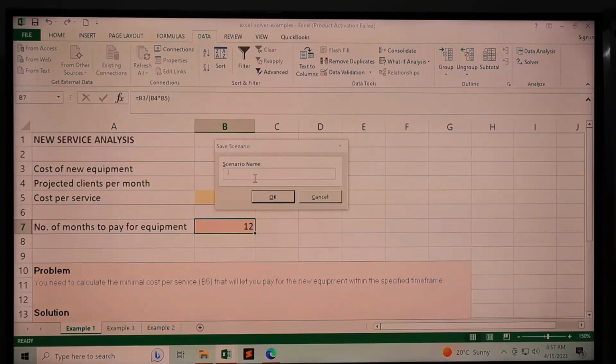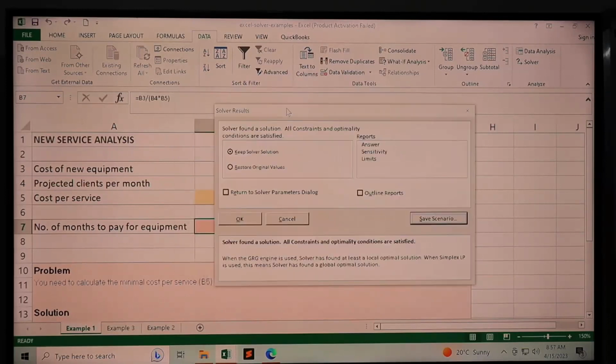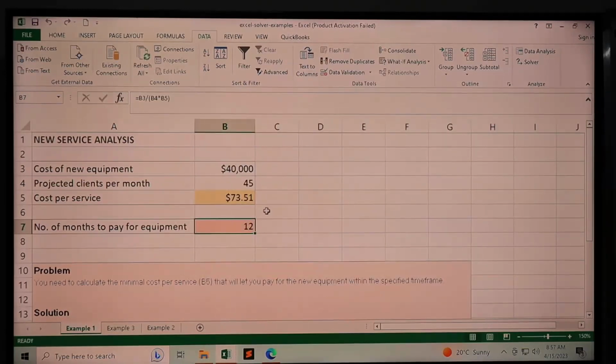Let me call it solution 1. You can save that solution somewhere in case you want to open it again. To find that solution, you can always run it again. So if you click OK, it can take some time.